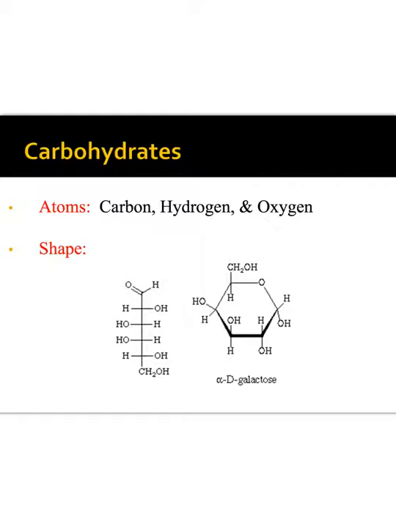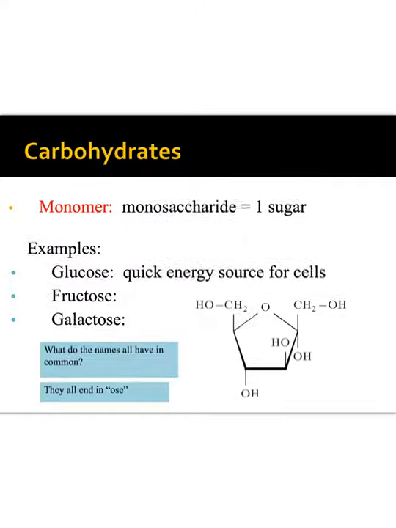Carbohydrates are going to have carbon, hydrogen, and oxygen. Their shapes, you may see them as sort of an O shape or ring shape. You may also see them as sort of a straight line. Typically in class, we're going to show them as O shapes. Okay, carbohydrates are made up of monosaccharides. So the monomer for carbohydrates are monosaccharides. Mono means 1, sac means sugar. So a monosaccharide is 1 sugar.